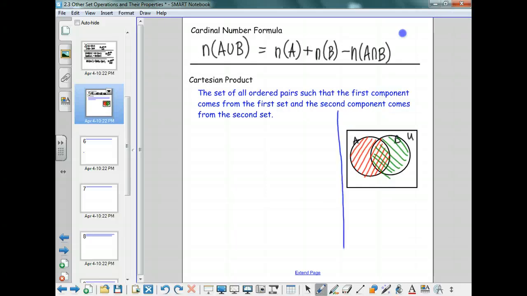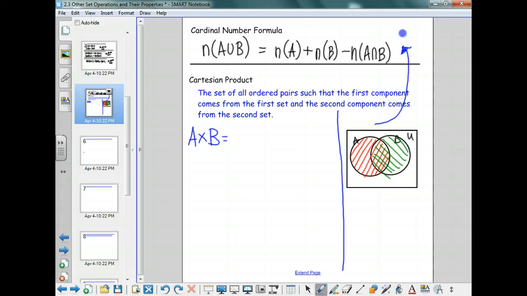So this picture does not go with that, it goes up here. All right, so this is the set of all ordered pairs. So the first component comes from the first set, and the second component comes from the second set. So let me show you right now what this looks like. So product, multiplication, right? The X symbol. So that's why we're using it, because we've used the word product, and we use X when we first learn multiplication of product. So that's why we're using it here.